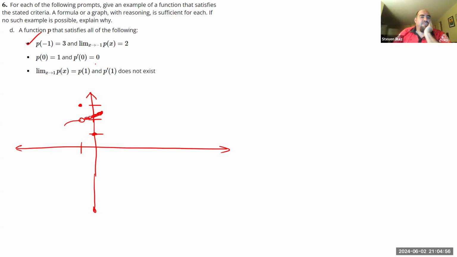So what does p prime of 0 equals 0 mean? Well, that means that at x equals 0, we have to have an instantaneous rate of change of 0, which will look like a place where you can have a horizontal tangent line. So I think I can do this. Make sure I reach that point, but I also want to reach that point with a horizontal tangent line, and maybe I'll continue going up after that. So now I think I've handled the second bullet. So at x equals 1, what do I want? Okay, I want the limit as x approaches 1 of p of x to be equal to p of 1.